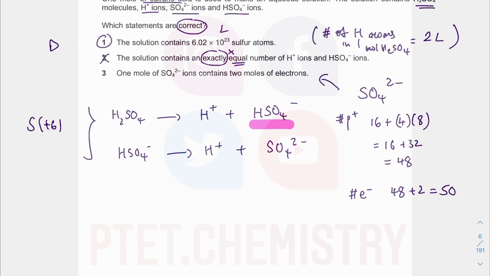Alright, so 1 mole of SO4 2- does not contain 2 mole of electrons. It contains 50 mole of electrons. It has gained 2 extra electrons, but it doesn't contain 2 mole of electrons. Be very careful of your terminology.